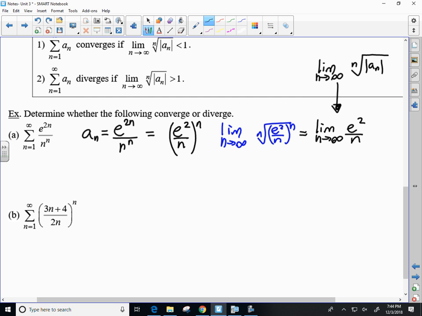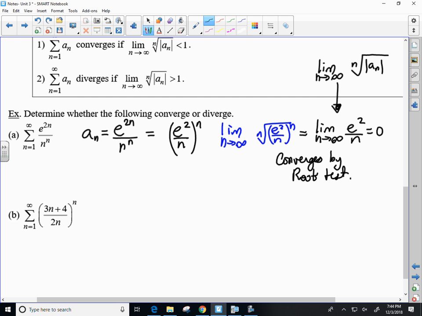So I want to make a determination of whether this converges. That's only going to happen if this limit is less than 1. Constant over infinity is equal to 0, and 0 certainly is less than 1. So this converges by the root test. All right, converges by the root test.